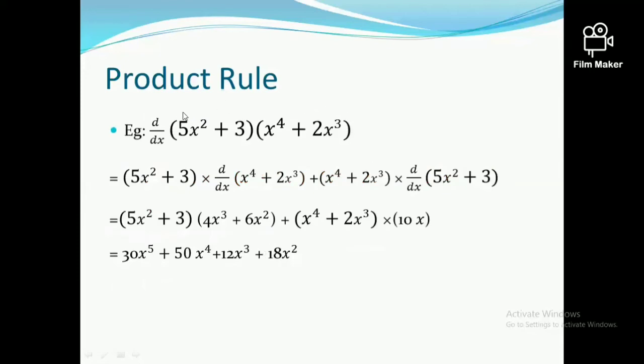Let's try to clarify with this example as well. In this function, there's a product between two different functions. Okay, this is the first function, and this is the second function. What is the rule? Keep the first part and differentiate the second part. Keep the second part and differentiate the first part. Then 5x squared plus 3, and the differentiation of x to the power 4 plus 2x cubed is 4x to the power 3 plus 6x squared, plus keep the second part and the differentiation of 5x squared plus 3 is 10x. Then you expand the brackets and you can obtain the answer over here.